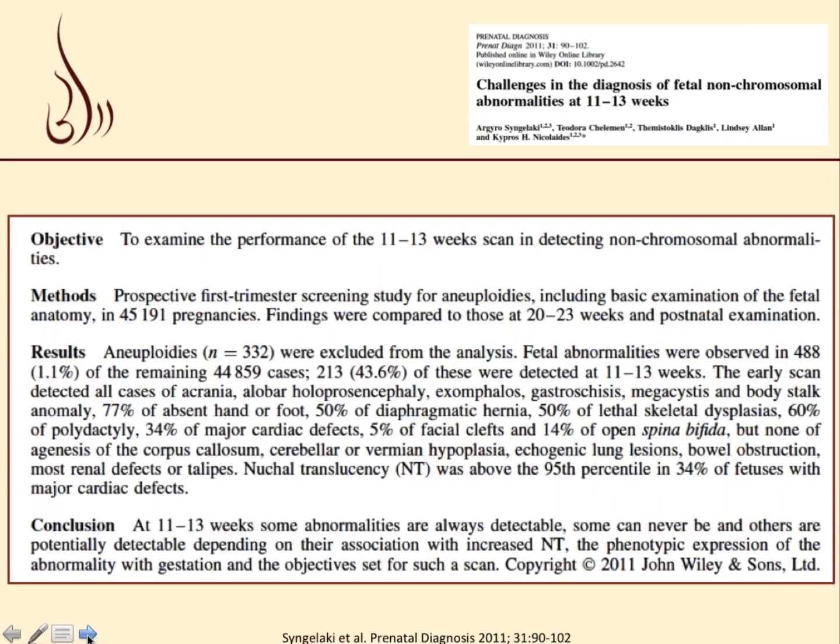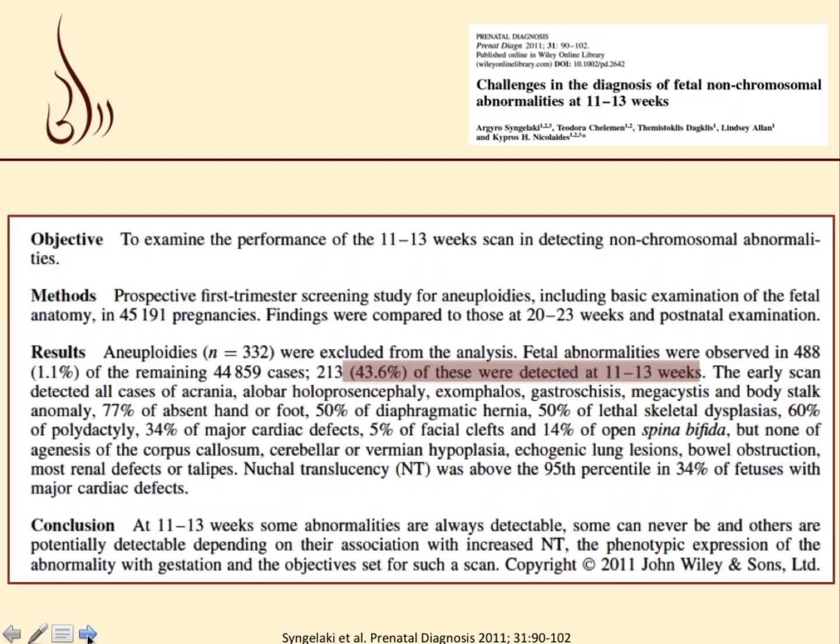But how good are we? Do we really have good detection rates? And I will be referring to 2 main studies throughout the remainder of this talk. The first is a study on 45,000 pregnancies from Nicolaides' group back in 2011, where they reported that the rate of detection of structural abnormalities at 11 to 13 weeks was 43.6%.